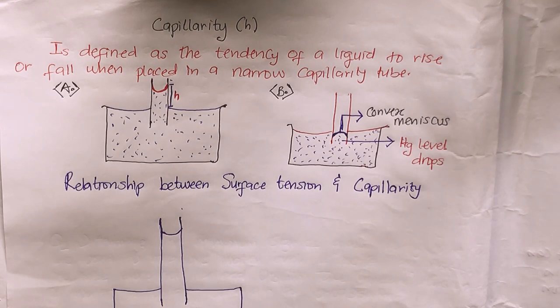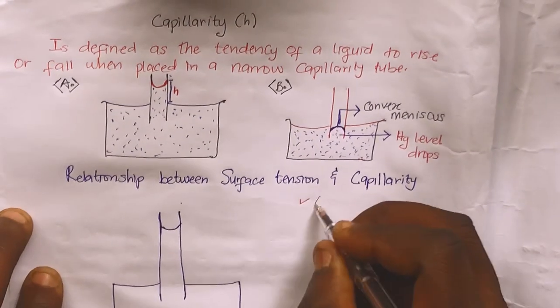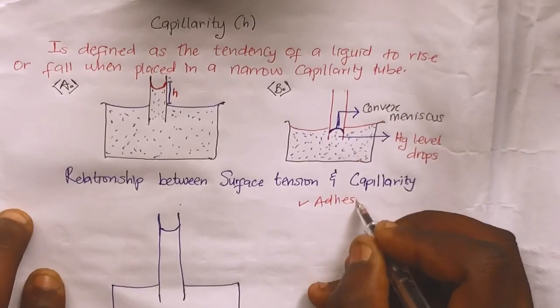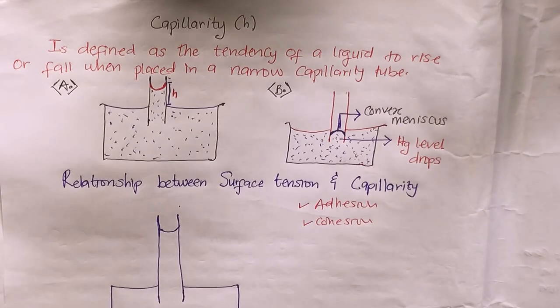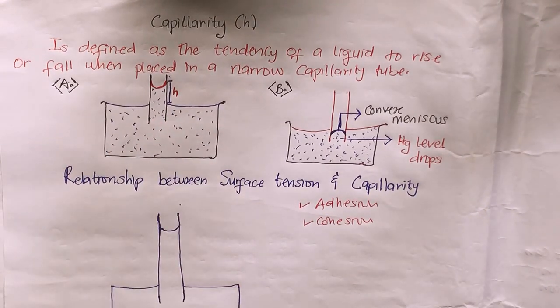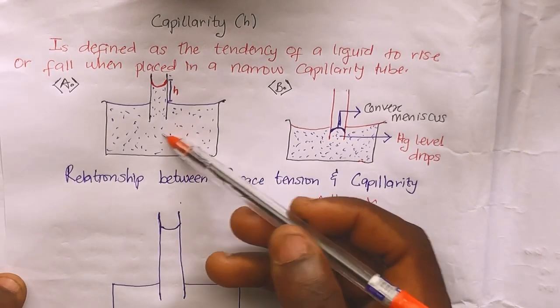Just know that the rising and falling of a liquid is due to the intermolecular forces present in that liquid. Do you get that? The intermolecular forces are, first, adhesion, and second, cohesion. So looking at this diagram, what does this represent? In this case, this is my water.